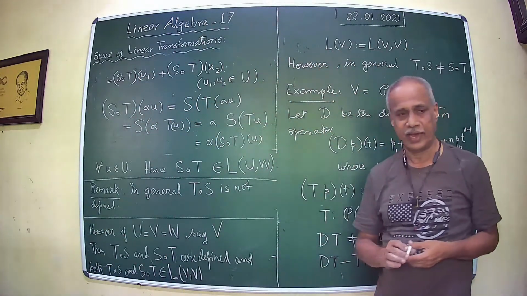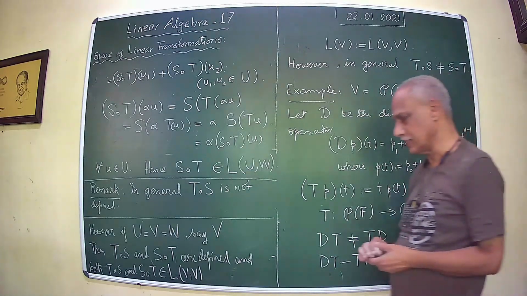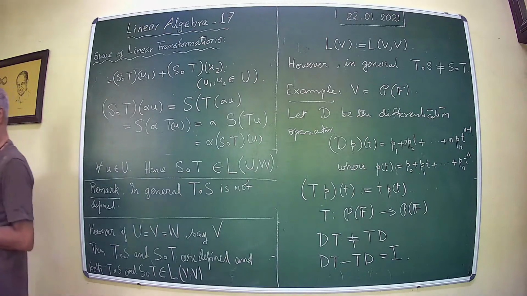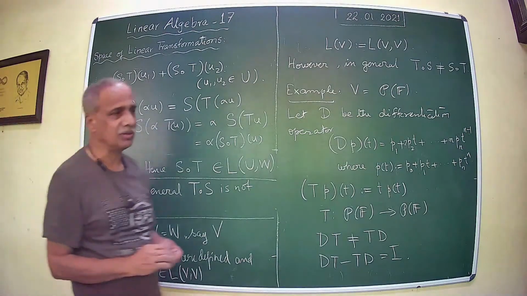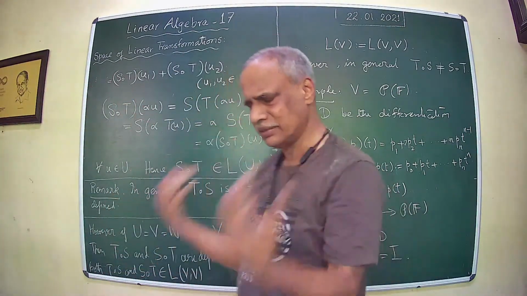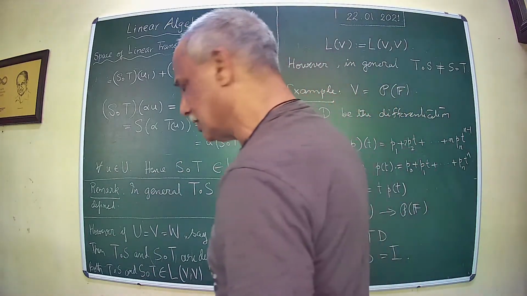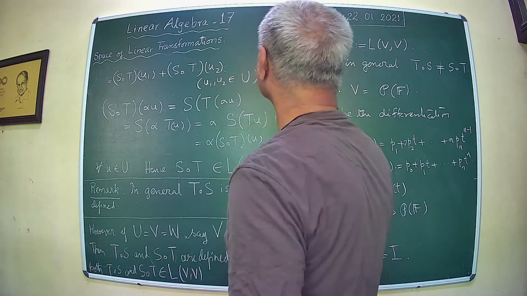You know that if A and B are two n by n matrices, then both AB and BA are defined, but AB need not be equal to BA. You can give several examples for this. Okay, so I think I will conclude here. Thank you very much.